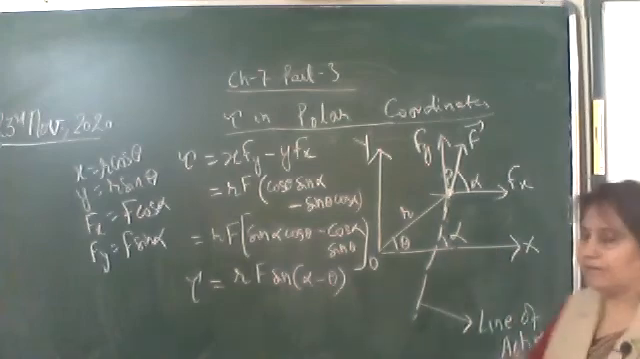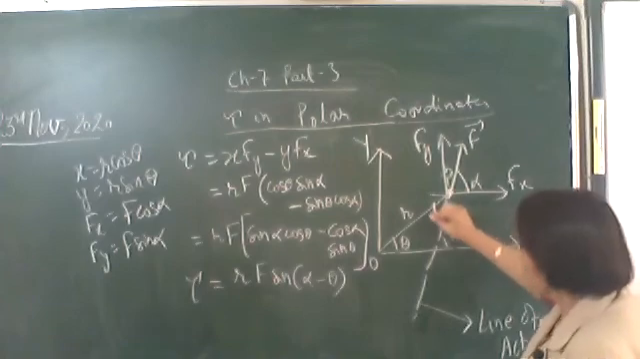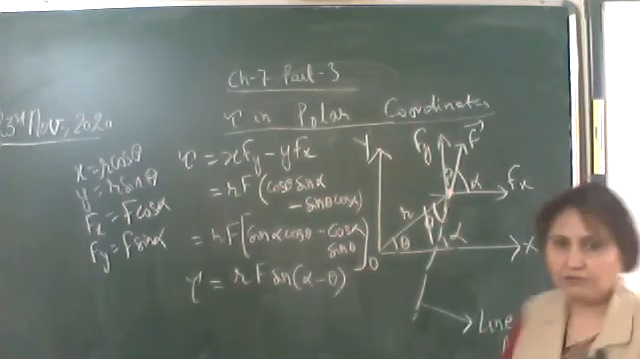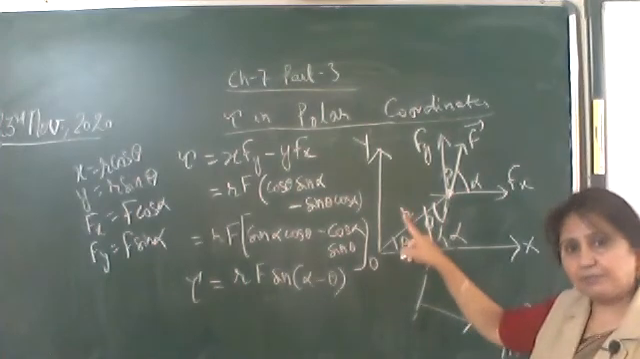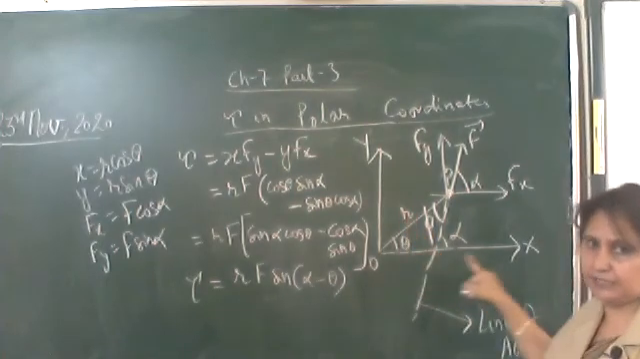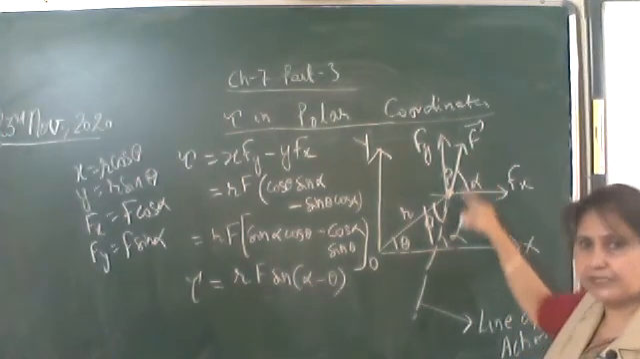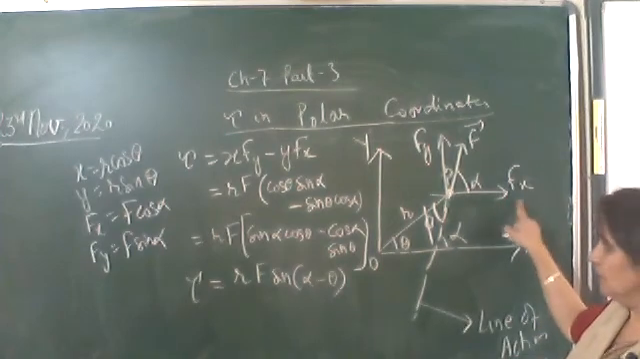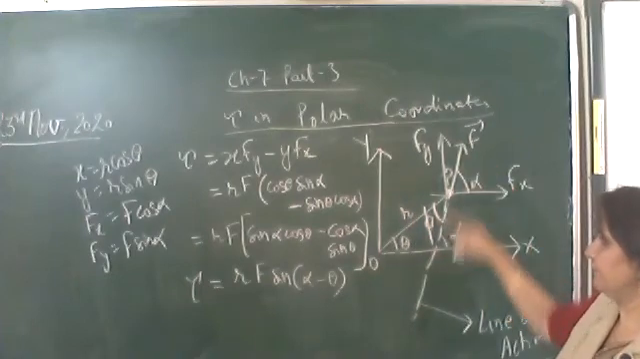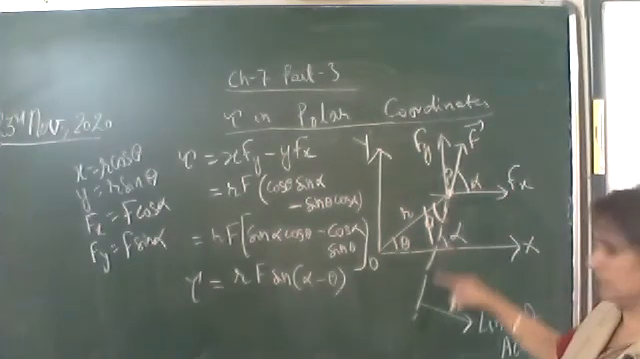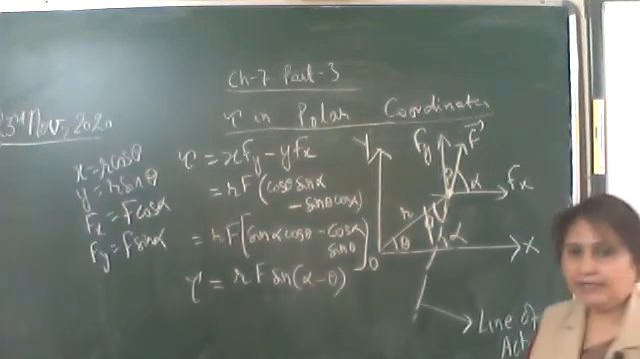Now we again come back to the figure. Let this angle be phi. Various angles here we are discussing. Theta is the angle which the position vector r is making with the x-axis. Alpha is the angle which the force vector is making with the x-axis. Now phi is the angle between r and f vectors. This is the r vector, this is the f vector.